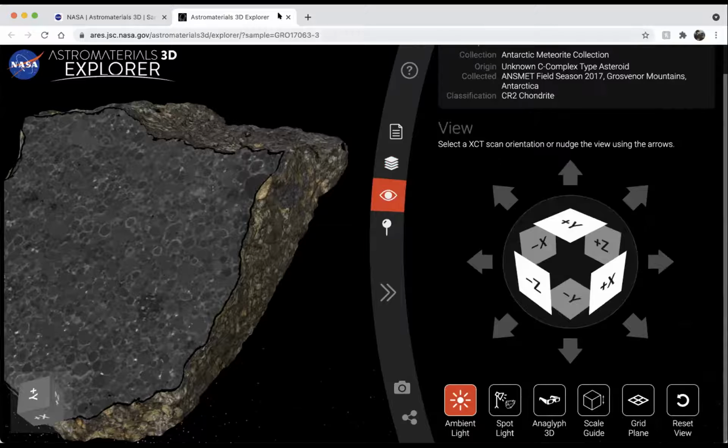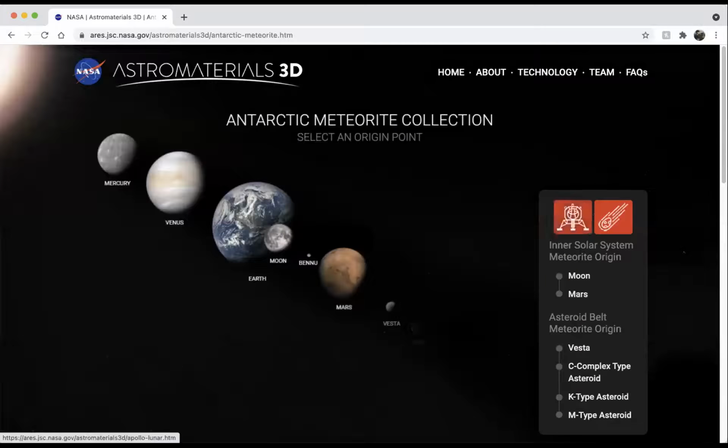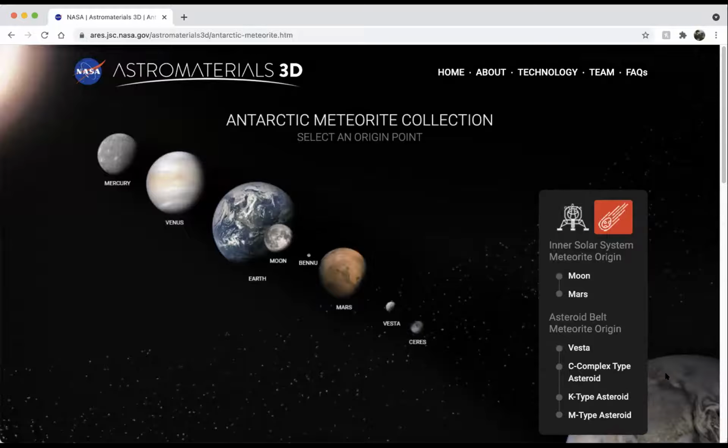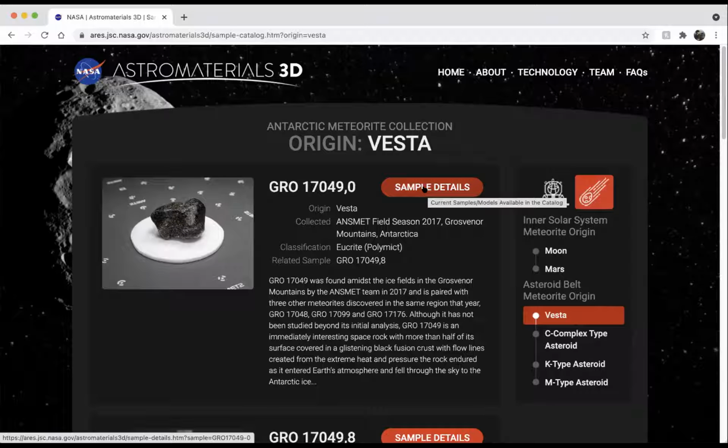So I'm going to close this sample out for now, and I'm going to head back over to the Antarctic Meteorite Collection homepage, and I'm going to go to another sample from Vesta. So Kellye also shared that Vesta is an asteroid, and we have a bunch of meteorites from the asteroid Vesta. And I'm going to open this sample, GRO 17049.